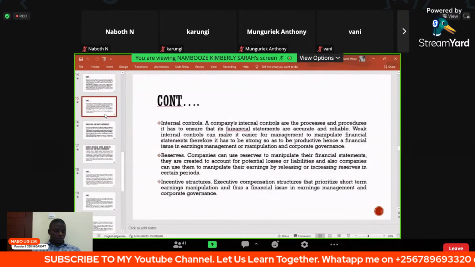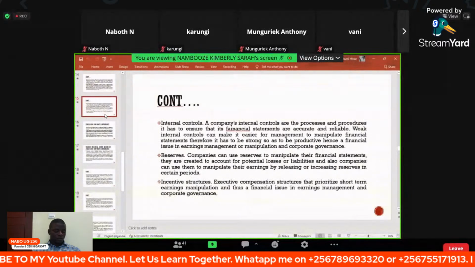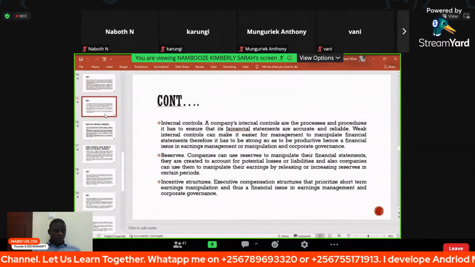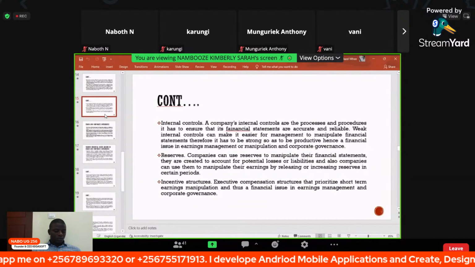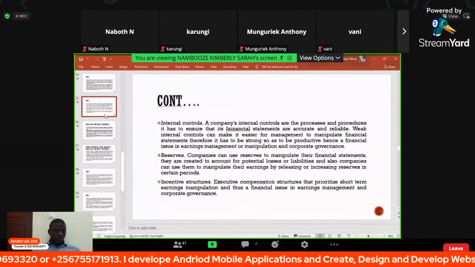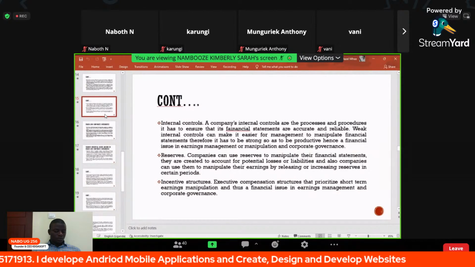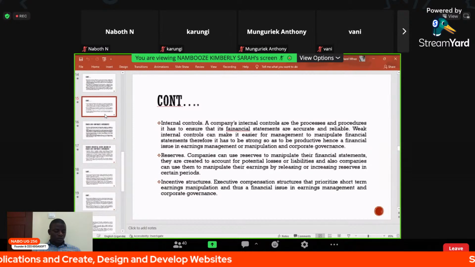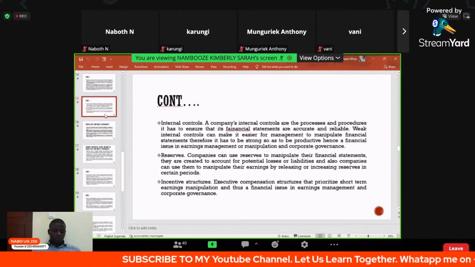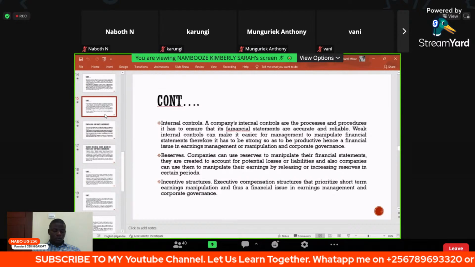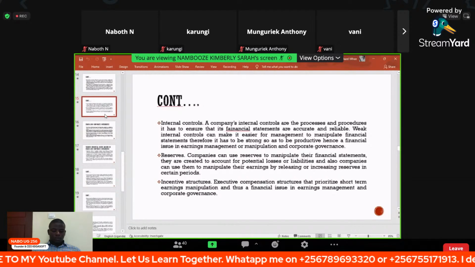Another one, the internal controls. These internal controls, the moment they are weak, it can make it easier for the management to manipulate the financial statements. Therefore, they have to be strong so that they can be productive, hence the financial issue. And lastly, what I can talk about is incentive structures. The executive compensation structures that prioritize short-term earnings manipulation, and thus a financial issue in earnings management and corporate governance.